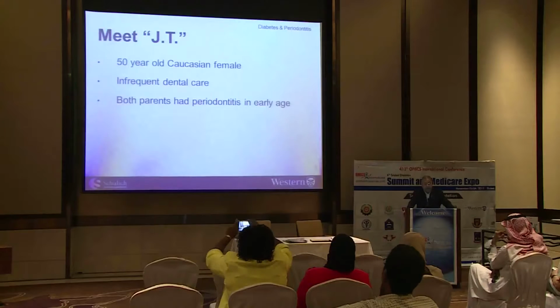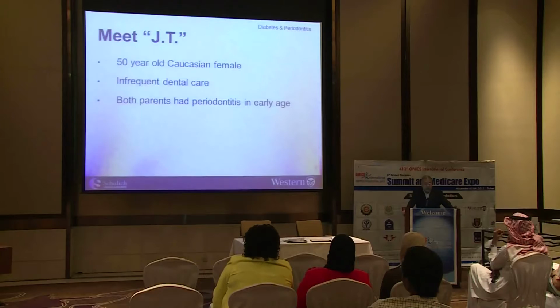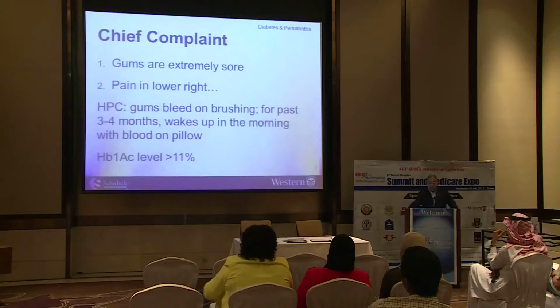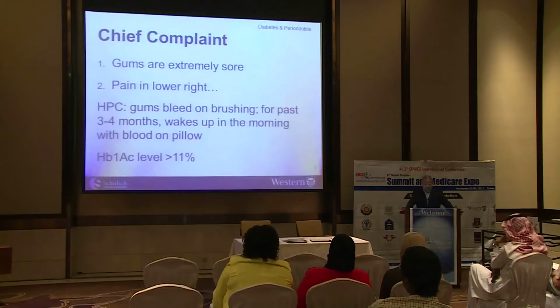Another patient, a 50-year-old Caucasian female with infrequent dental care. Both parents had periodontitis at an early age. Of course, her gums are extremely sore, with pain in the lower right. She complained that her gums have bled on brushing for the past 3 to 4 months. When she wakes up in the morning, she has blood on her pillow. Her A1C level is more than 11%, and no wonder she has very advanced gum disease.